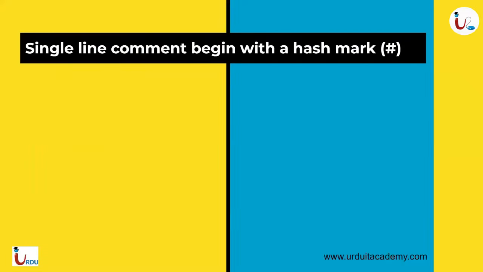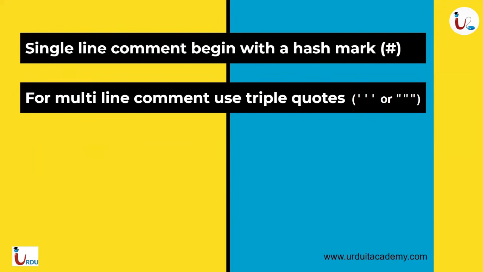There are mainly two types of comments we can add: single line comment and multi-line comment. Single line comment means only one single line you can make as a comment. Here you have to use a hash mark, and just put a space. Whatever you write in that particular line after the hash mark, the computer will ignore that entire line because it's a comment.